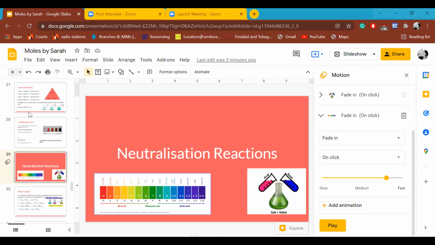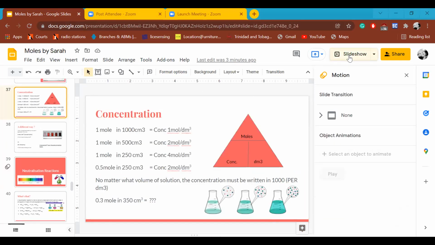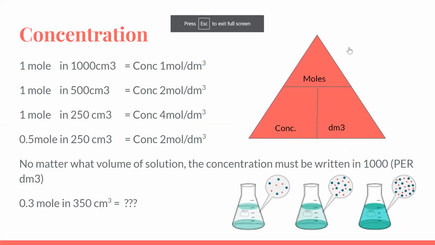This is a hint of what we're going to go through today, neutralization reactions. But before we do that, let's go back a little bit, because neutralization reactions deal with concentration closely. Last class, we learned a formula for concentration. By now, you would have had the compilation of most formulas that I sent to you. So we know that concentration equals moles over dm cubed.